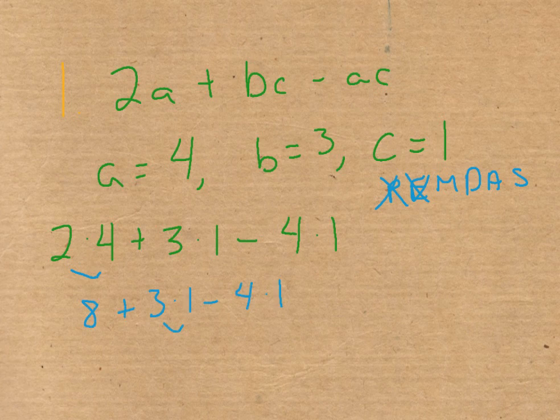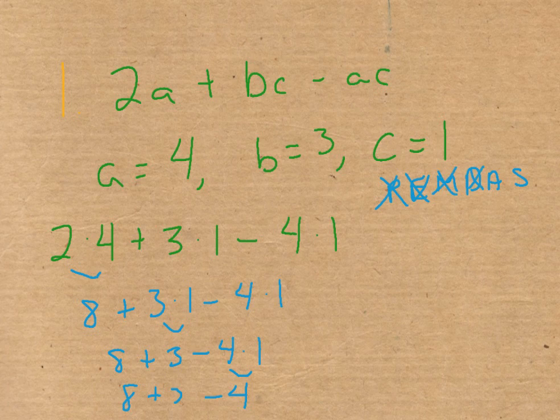And now I can do 3 times 1, which is going to give me 3. And again, I'm going to copy down the rest of the problem. And 4 times 1 is my last multiplication problem. And I copy down the rest of the problem. Now, I'm done with my multiplication and division, so I'm left with addition or subtraction, whichever comes first.